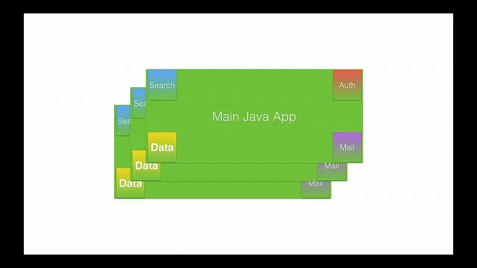Scaling became an issue, right? So let's say, for example, they wanted to scale the search component. Well, it's part of this main app. So if they wanted to scale the search component, they scaled everything. That included auth, data, mail, the main Java app. And the issue, of course, is maybe those applications or those components don't need all the resources that they're asked to actually use or consume. So this became an issue.